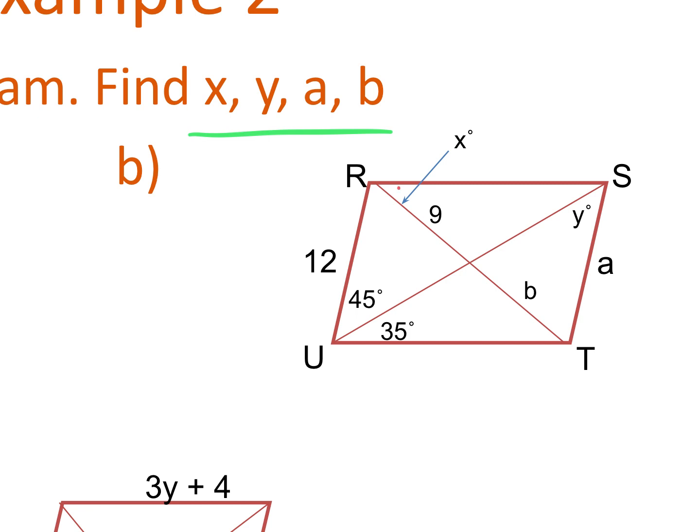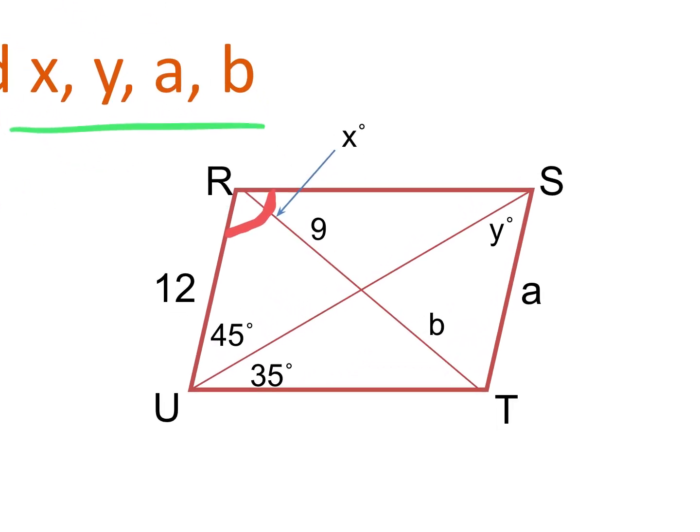Now, X, guys, is referring to this angle right here, okay? Just that small top piece of that angle. No, I'm sorry. X is the whole thing. X is all of RSU. So from side S all the way to side U with the R being the vertex. Okay? All right, let's start. What do you guys want to start with?